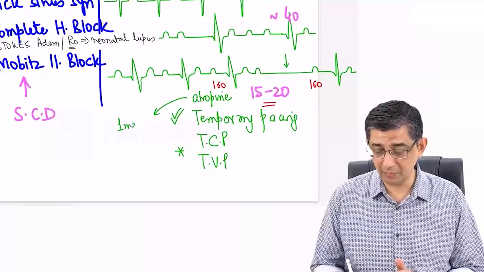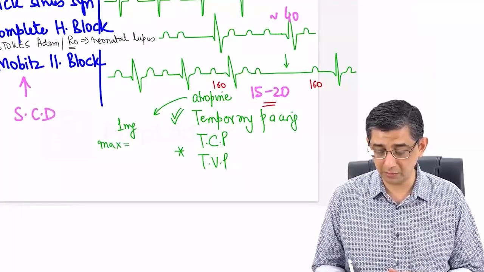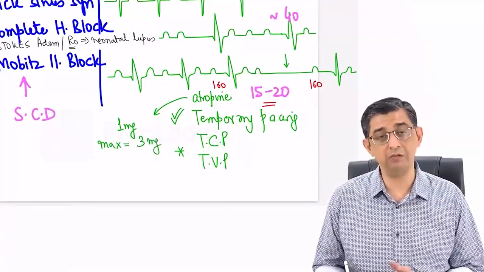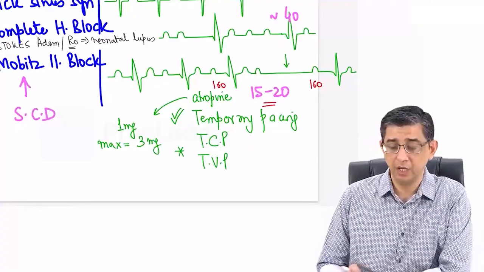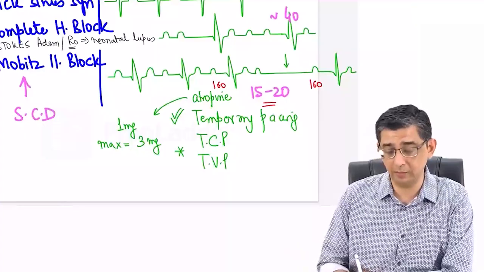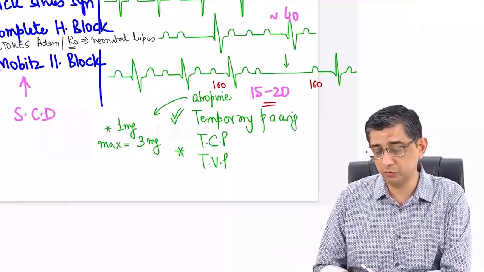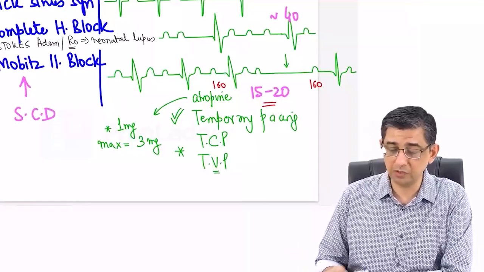I repeat the fact once again, the maximum dose of atropine is still the same. How much is the max dose of atropine given in resuscitation of bradycardia? 3 milligrams. So it can be 1 milligram, three different shots at varying intervals of 3 to 5 minutes. But the message is we are having a change from 0.5. It is upgraded in the current American Heart Association guidelines to 1 milligram. TCP is transcutaneous pacing. TVP would stand for transvenous pacing.